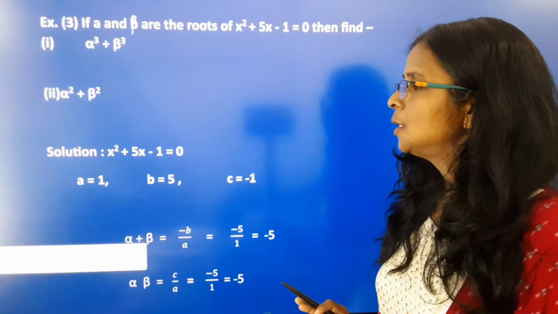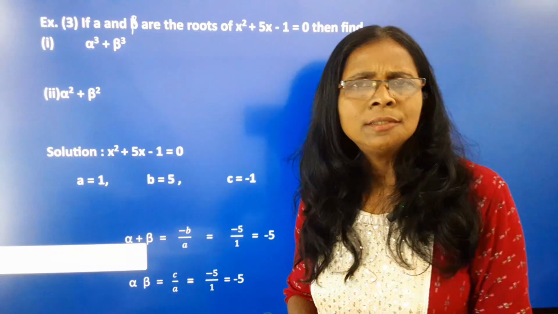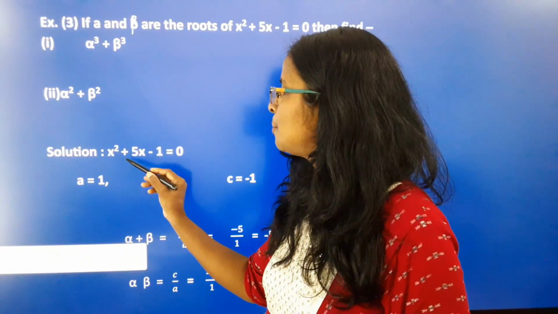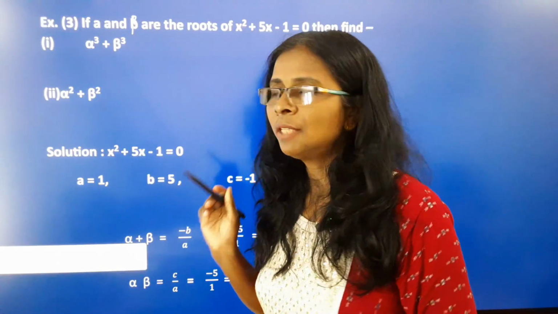First we have the quadratic equation. The given quadratic equation is x square plus 5x minus 1 is equal to 0.